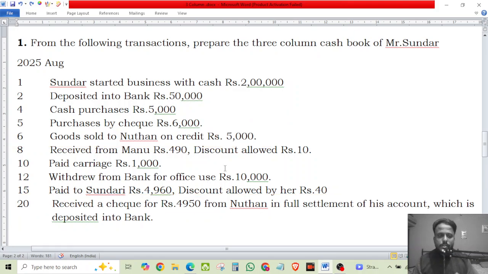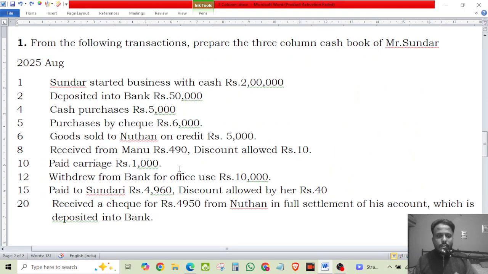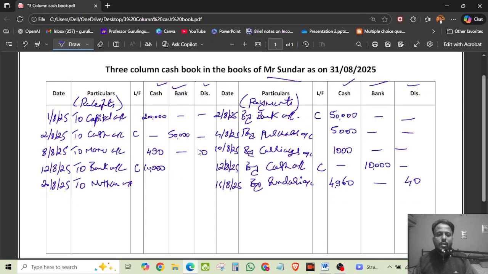Received a check from Nutan means all receivables you have to write on the debit side, that is on 20/8/2025. From whom are we receiving? From Nutan. Cash account debit to Nutan account, but here we have received a check, so bank account debit to Nutan, 4,950. We have to write 4,950 in the bank column. You may ask why, because there are two ways to write this journal entry. One way is directly writing in the bank column, but we'll do the normal entries here.